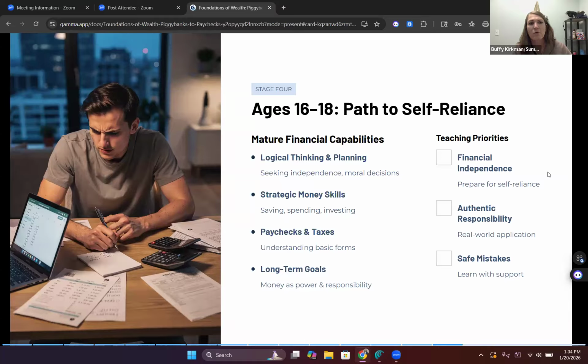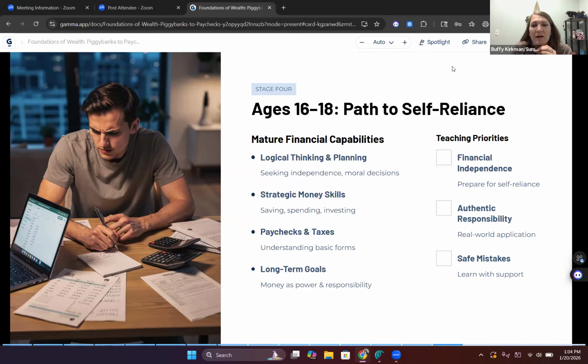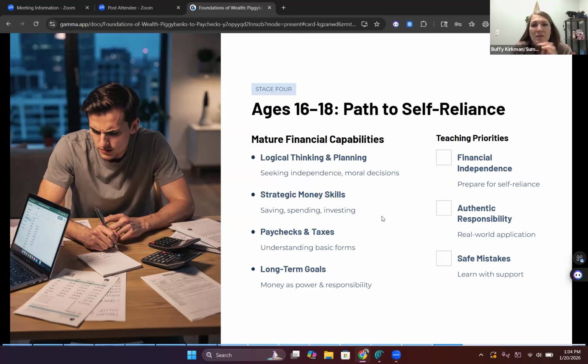Okay. Stage 4. This is your fully working teen age range, so ages 16 to 18. This is getting them on the right path to being self-reliant, where they're making, spending, and understanding wisely how money works, right? So this is what they're capable of and the teaching priorities you should focus on. They are capable to think and plan, to make mature financial decisions. They should very clearly understand strategic money skills of saving, spending, and investing, even if investing for them means keeping a small amount that they can spend for something bigger later.